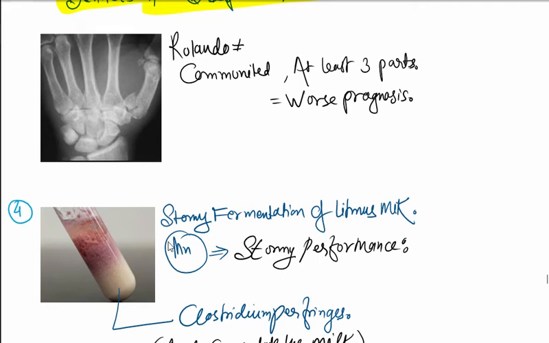Now, what is Rolando fracture? This is comminuted. At least 3 bone parts are seen, and it is of worst prognosis. So Rolando is a famous footballer we can remember, and complex. He can kick a complex shot. So something is complex, comminuted. Okay.